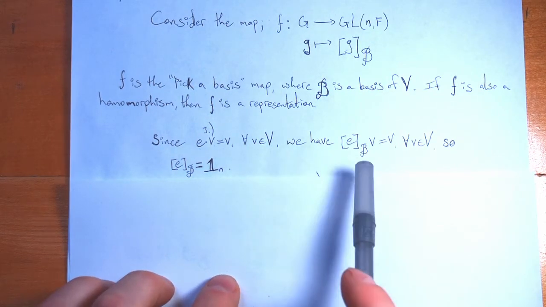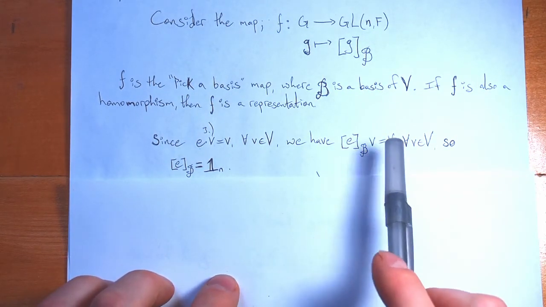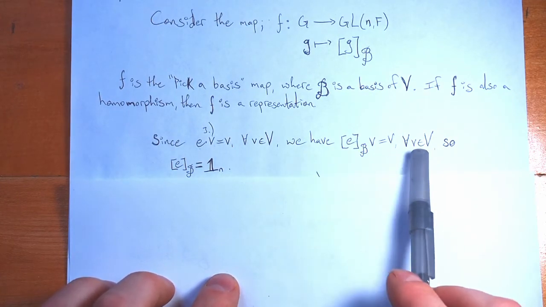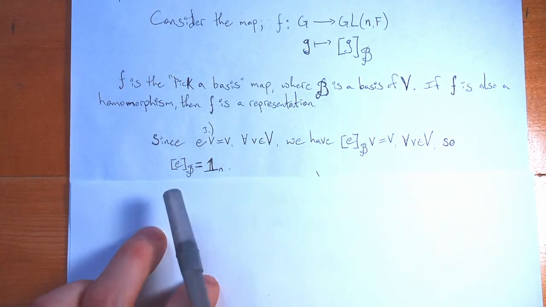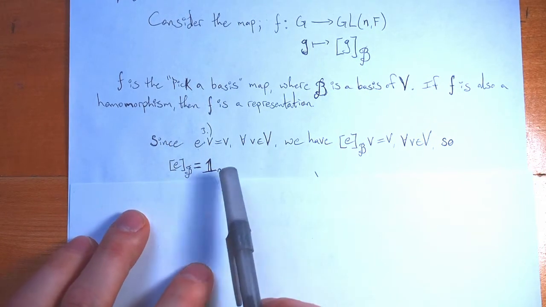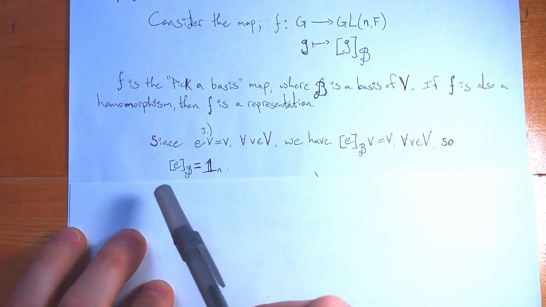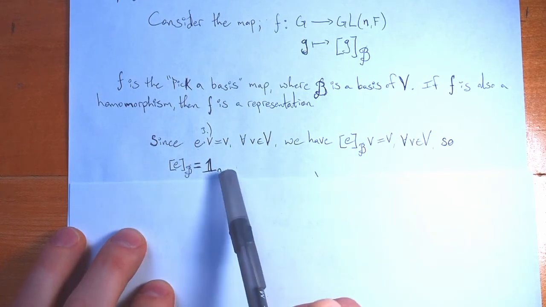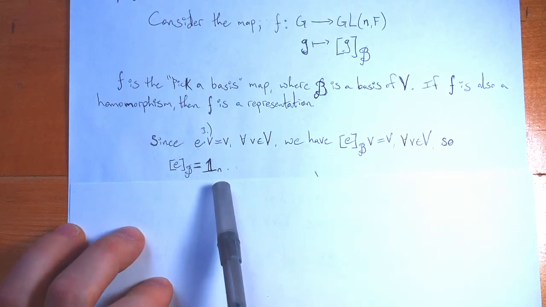So if we pick a basis, this is going to be some matrix times V and has to equal V for all V in our vector space. This has to be true for every single vector. Well, there's only one matrix that does that. That is the n by n identity matrix. That means that regardless of what basis we pick, the identity element in our group has to be mapped to the identity matrix in GL_n(F).